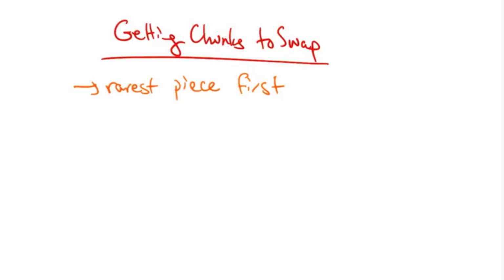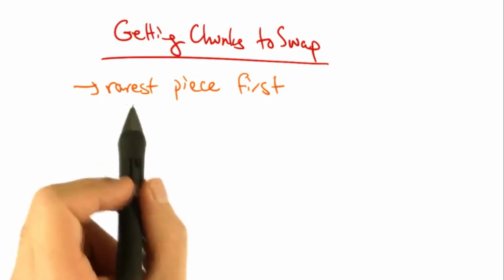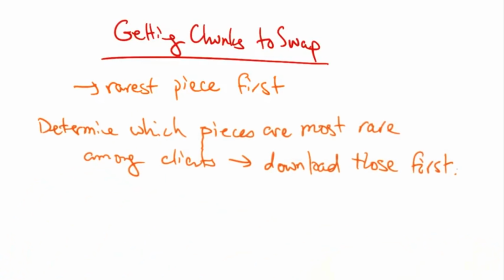One of the problems that BitTorrent needs to solve is ensuring that each client gets chunks to swap with other clients. If all of the clients received the same chunks, then no one would want to trade with one another and everyone would have an incomplete copy of the file. To solve this problem, BitTorrent clients use a policy called rarest piece first. Rarest piece first allows a client to determine which pieces are the most rare among clients and download the rarest pieces of the file first.